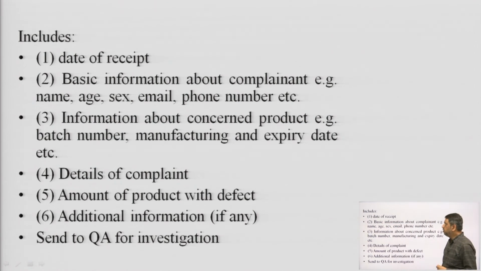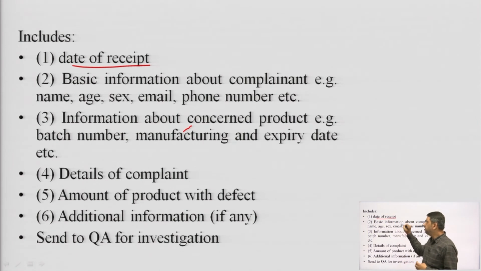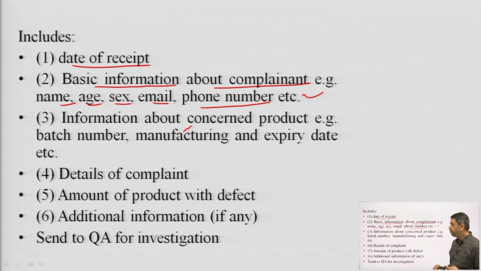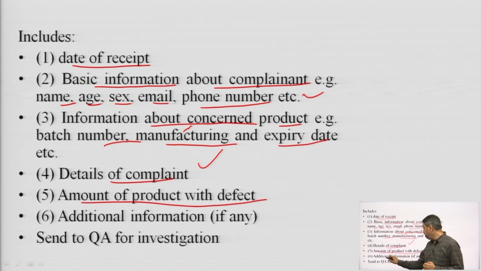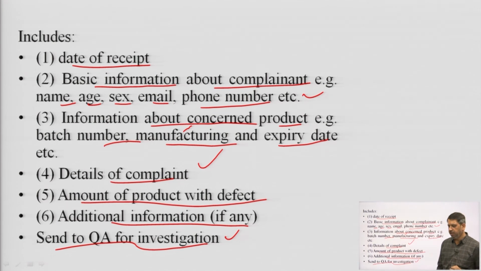So, what are the things that are included in the initial recording of these complaints? First thing is the date of receipt. Second thing is the basic information about the complainant, that is name, age, sex, email, phone number, etc. Then information about the concerned product, that is batch number, manufacturing and expiry date, etc. Details of the complaint, what kind of complaint the concerned person is recording or raising. Then amount of the product with defect, then additional information if any, and all of this is sent to the quality assurance for investigation.